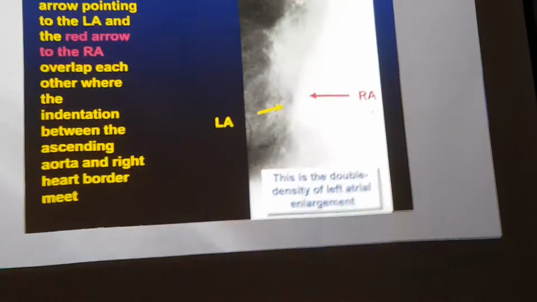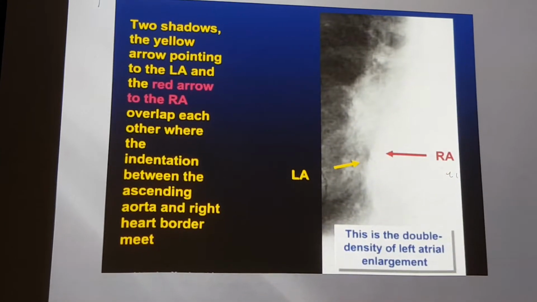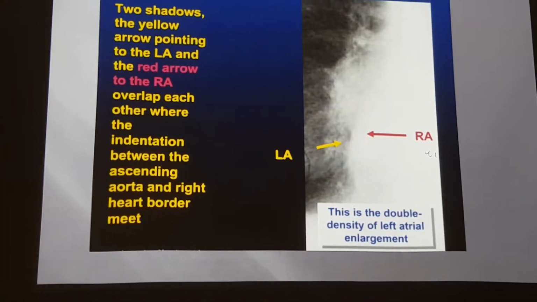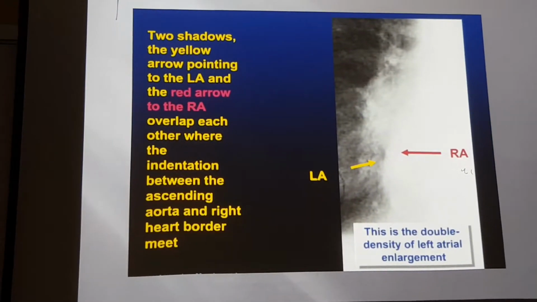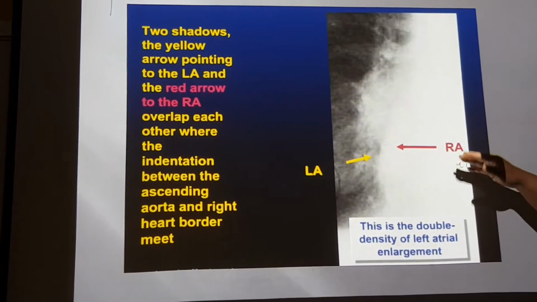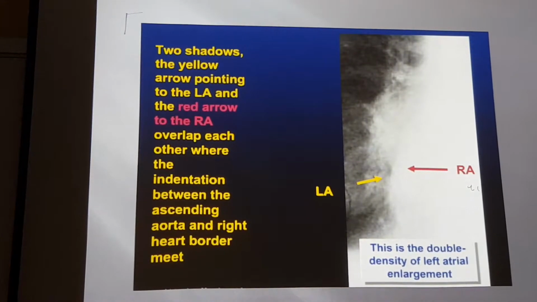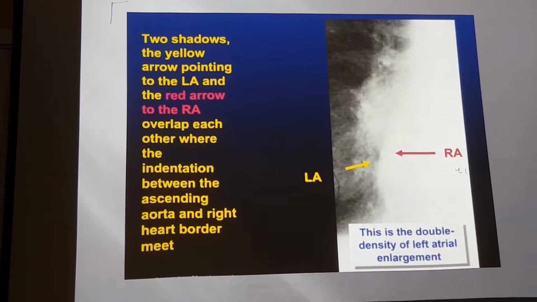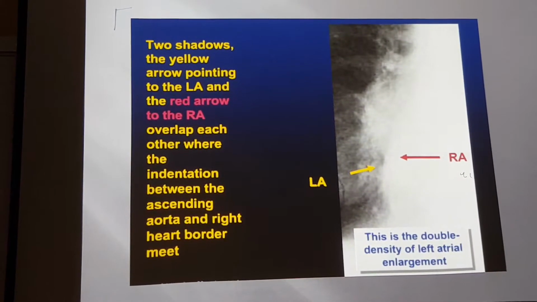So here, there are two shadows, the yellow arrow pointing to the left atrium and the red arrow pointing to the right atrium. So there's what we call a double wall sign. They overlap each other where the indentation between the ascending aorta and the right heart border meet. This is what we call the double density sign of left atrial enlargement, or also the double wall sign of left atrial enlargement. This is the border of the right atrium. This is the border of the left atrium, the double density sign or the double wall sign of left atrial enlargement. So next slide.